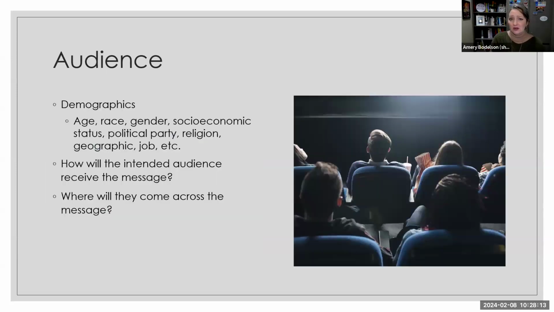Think about who the piece is for. It can be different. It can change throughout history, but it can be broken down by gender, by race, by age, by socioeconomic status, by religion.